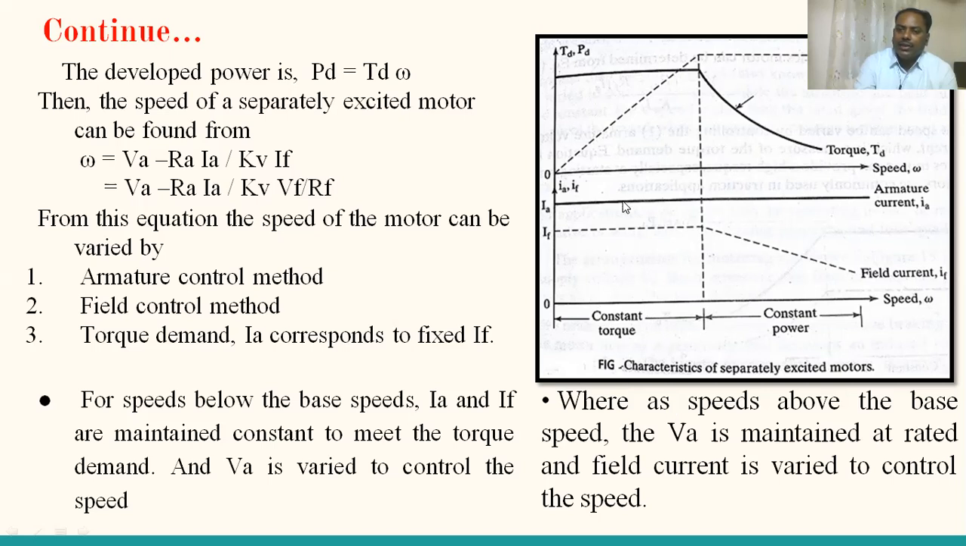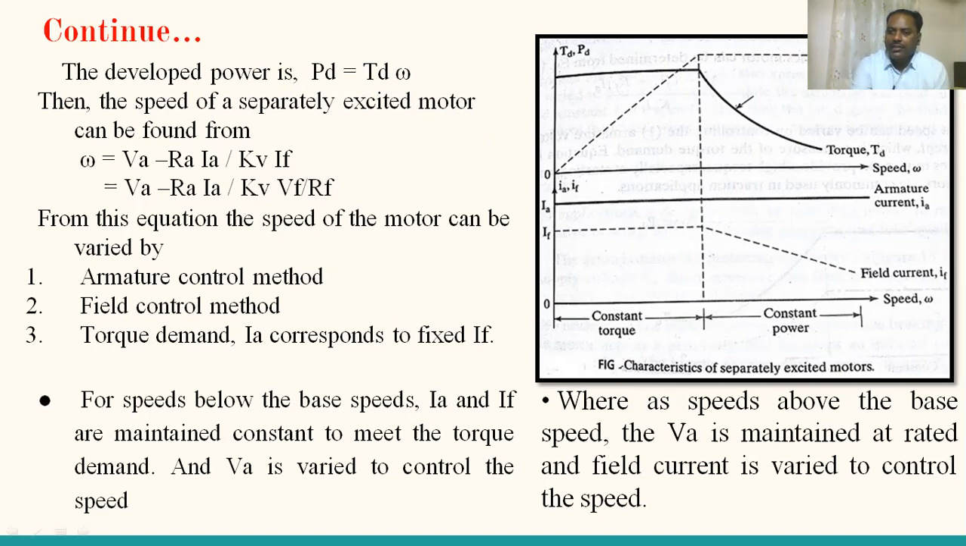Whereas you see here, from PD equals TD into omega, the speed and power are directly proportional to each other. That means they should maintain a linear relation. That is the reason the power increases linearly along with the speed. So these are the natures of the four characteristics: TD, PD, IA, IF in the constant torque region.